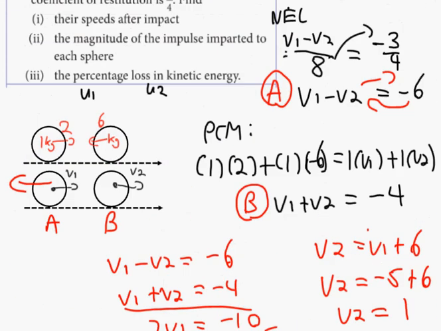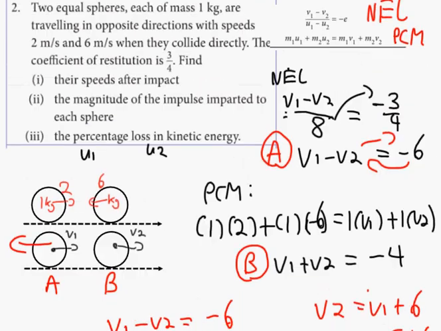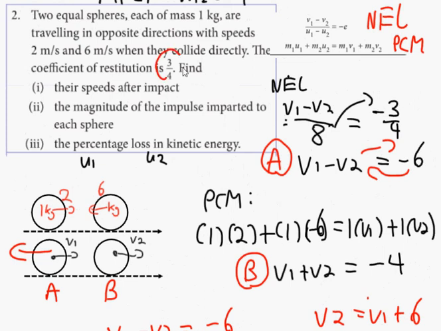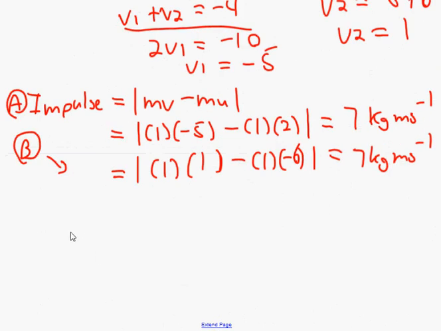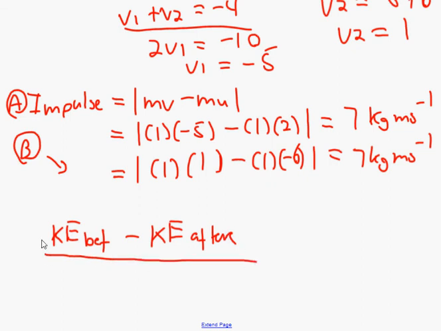Next part of the question. The percentage loss in kinetic energy. Anybody want to take a go at this? Let's see if that number comes up again, okay? So, percentage loss in kinetic energy. Anybody know the formula for that? Kinetic energy before minus kinetic energy after. That will get you your loss in kinetic energy. Okay? And what's it going to be all divided by? Kinetic energy before.